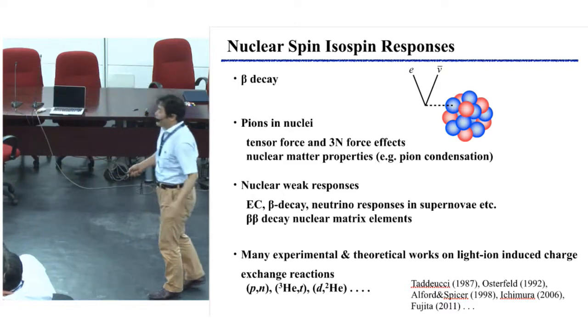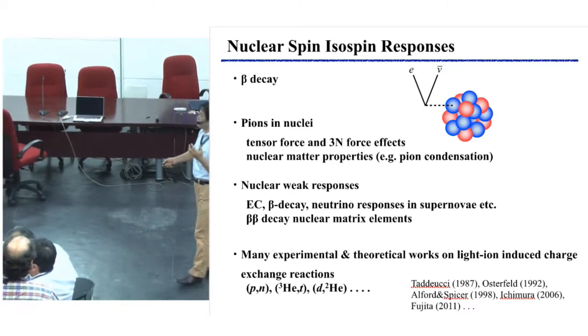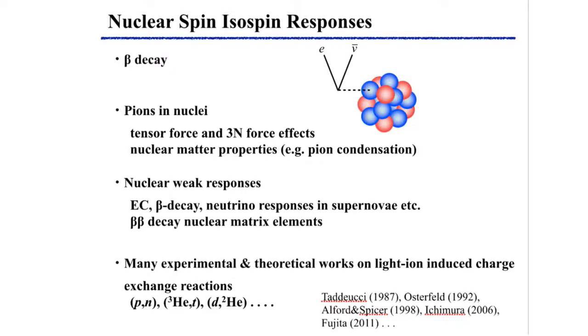It also has to do with weak responses in the universe. For the understanding of supernova explosions, we should know the electron capture rate, the beta decay rate, and the neutrino responses. Nuclear spin and isospin responses tell us about these processes. Another example is double beta decay, where we definitely need a precise nuclear matrix element. Beta decay is a very good probe for nuclear spin isospin responses, but in a sense it is limited.